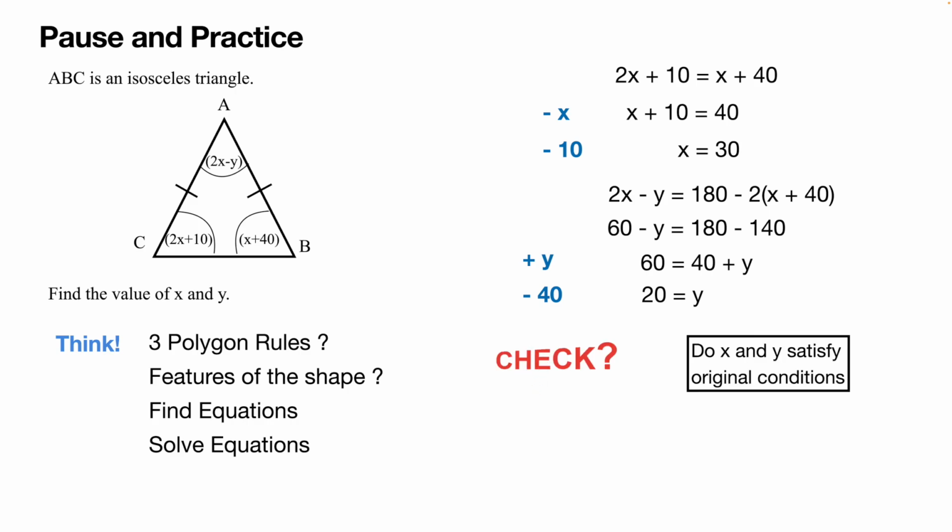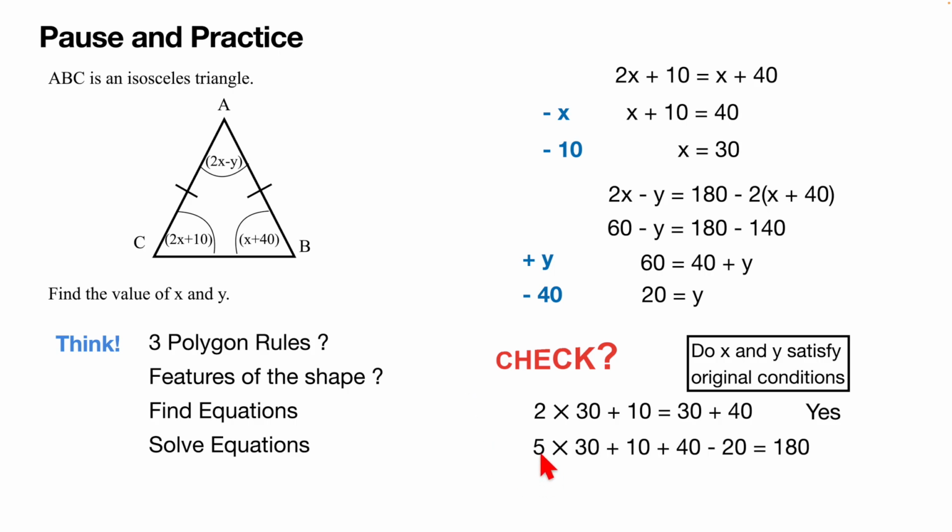Let's just check. Let's check the first equation, which is that and that. We're checking that x equals 30. 2 times 30 plus 10 equals 30 plus 40, where they both equal 70. Yes. And then let's have a look at the total. Well, I'm adding up the total of x's now. 2x, 2x and x, that's 5x. I'll add up the numbers now. We've got a 10 and we've got a 40, so that's plus 10 and plus 40. And I'm subtracting the minus y, and y is 20. 5 times 30, 150, 160, 200, minus 20, 180.